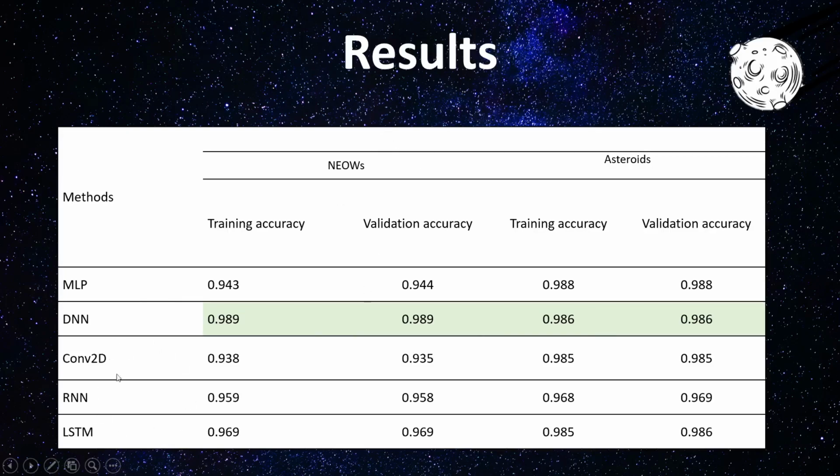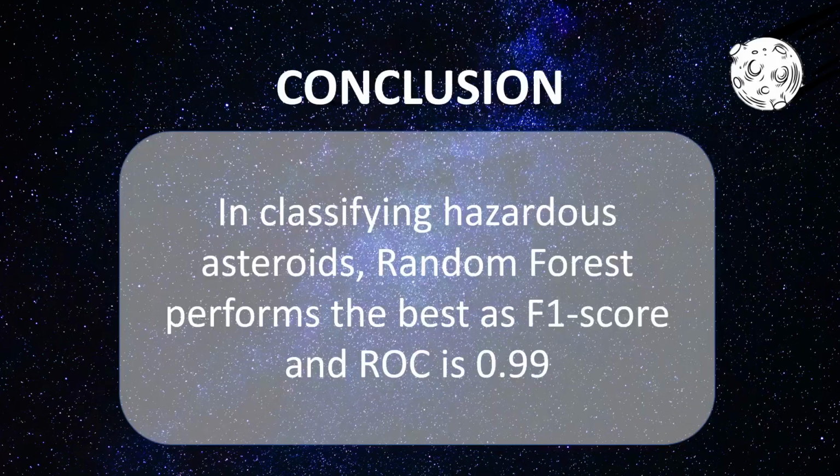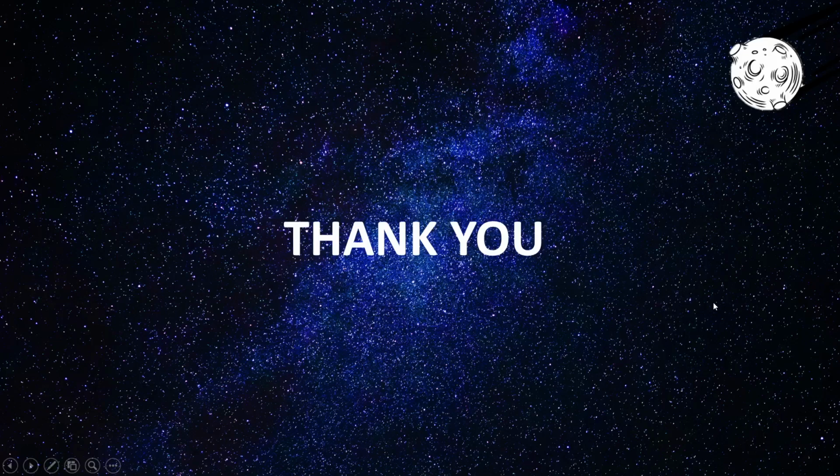But if we look closely to compare the DNN and the random forest, we can see that the random forest has better results since it has a 0.99 score. So in conclusion, in classifying hazardous asteroids, random forest performs the best, as the F1 score and the ROC are 0.99.